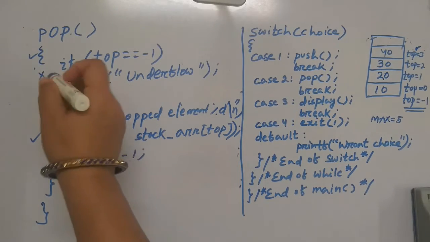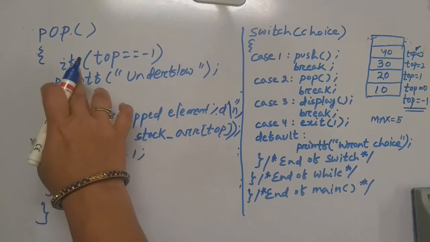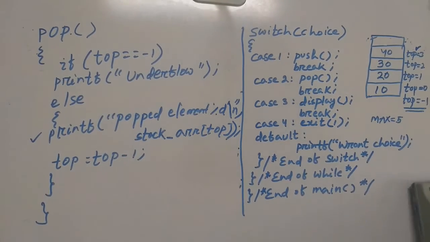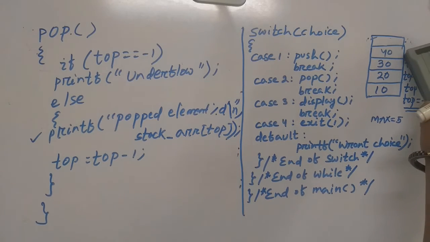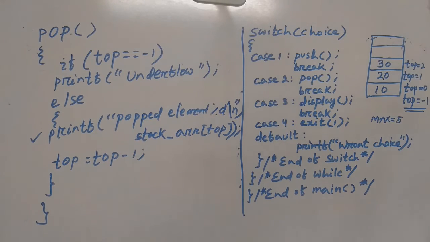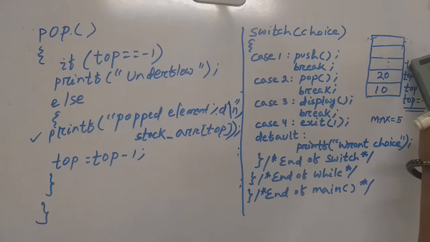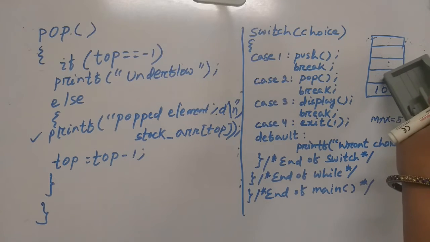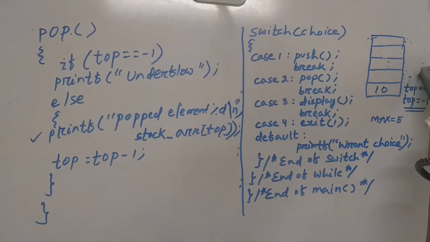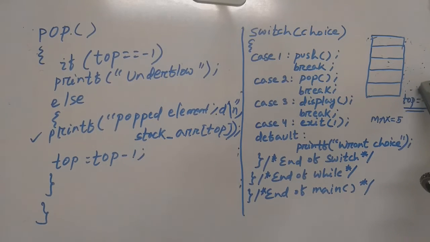Once again, if we want to pop another element, we check if top equals minus 1 or not. Here it is not minus 1, so we delete the next element, and the top is decremented by 1, so the top value is now 2. Next we delete another element, so top is now equal to 1. Next we delete another element, so the top value is now 0. Next we delete the last element, so the top value is once again minus 1. Now the stack is empty.